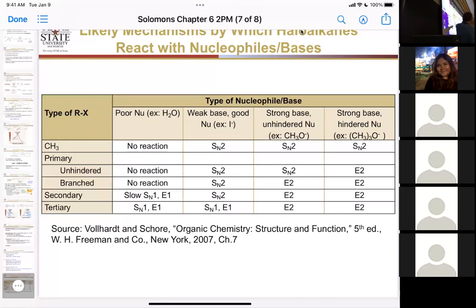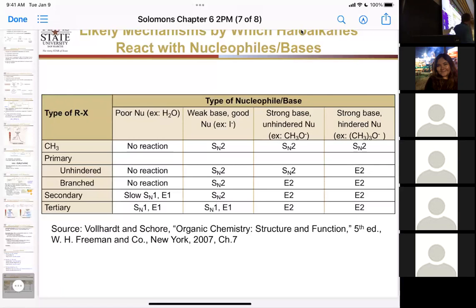Secondary, you can finally form a carbocation. So you get slow SN1, E1. Mixture of both, always. Okay. But a secondary does SN2 quite well with a good nucleophile. However, if it's not a good nucleophile, it's a base, it then eliminates. Because our alpha carbon is getting more crowded, it's a secondary there, our base is going to attack our beta carbon and give us that E2. And again, the hindered base gives us E2.